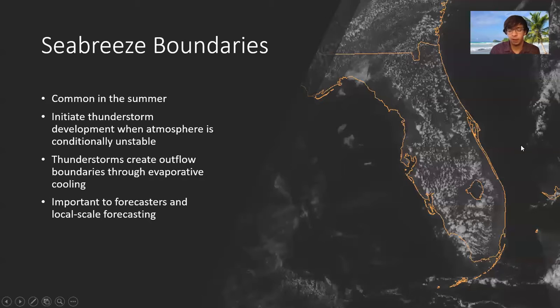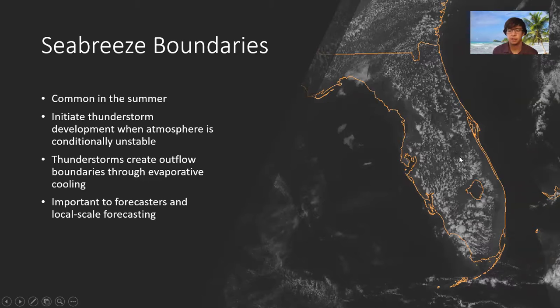So what is a sea breeze boundary? It's one of the mesoscale boundaries we look at. They're very common in the summer, especially in Florida, as the land and the peninsula is heated more quickly than the ocean. So the air over the land rises and the air from the ocean is drawn inwards, which creates these boundaries called sea breeze boundaries. And you can see it here along the east coast of Florida and parts of the western coast where there are no clouds. And then further inland, there are cumulus clouds and thunderstorms starting to develop.